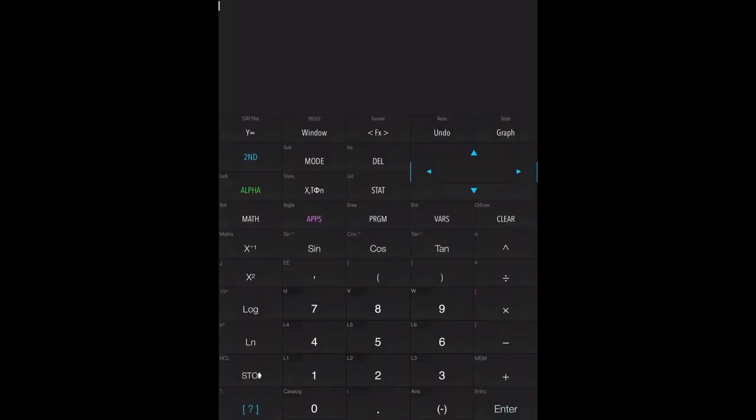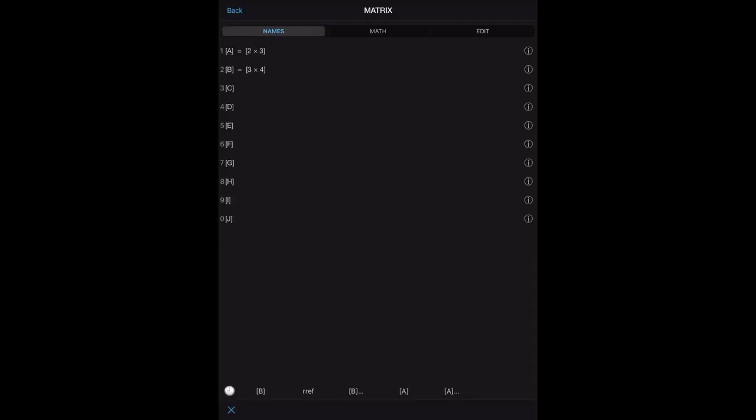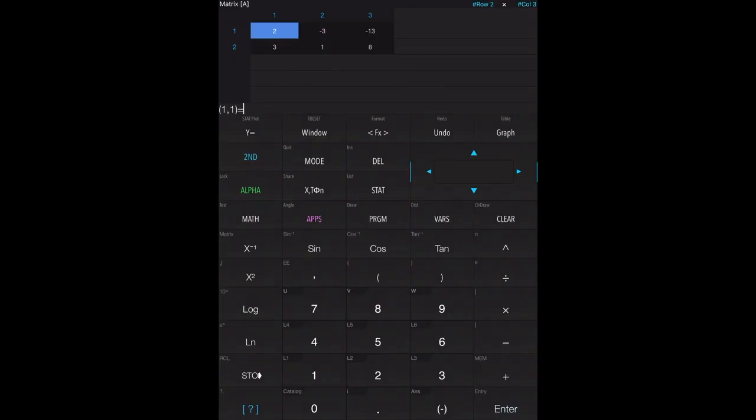All right, I'm in my calculator. I'm going to hit second and then the matrix button, which is down here about three buttons down on the left. So I'm in the matrix, and what I'm going to do is, I'll go to matrix C for this case. So I'm going to go over to the edit tab on the right here, and I'm going to pick one of these matrices. I'll pick matrix A. Now, this matrix, again, was a previously stored matrix.